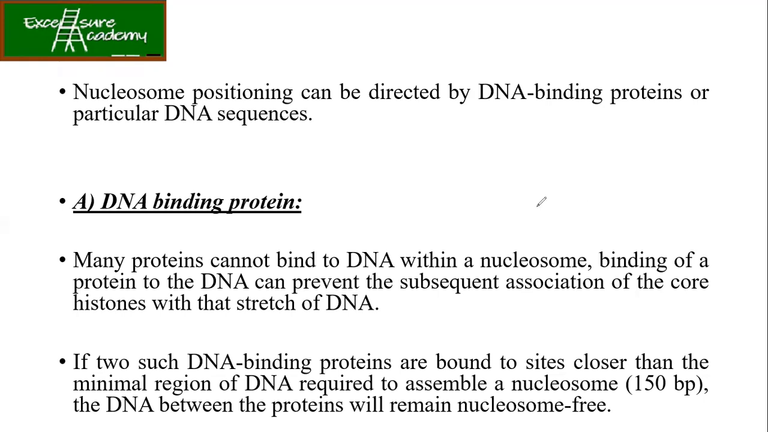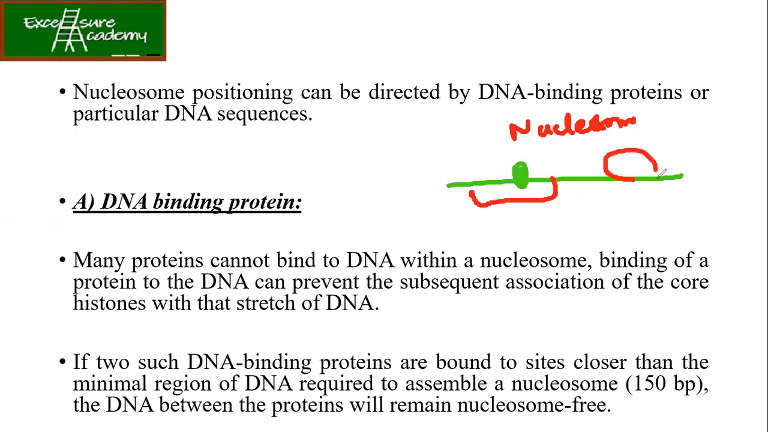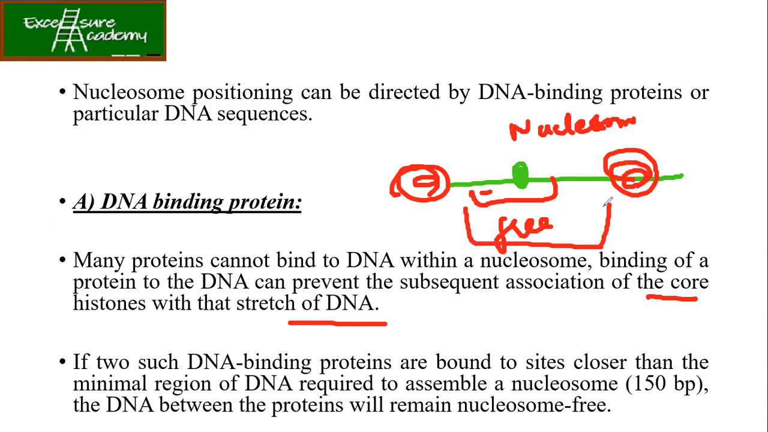And guys, it's very simple. See, you have got the DNA. Now, suppose a protein comes and binds over here. Now, the thing is that in this region, your nucleosome cannot come and form. ठीक है, तो ये एरिया आपका फ्री हो जाता है. आपका न्यूक्लियोसोम भले यहाँ पे हो या फिर यहाँ पे हो, बट दिस रीजन बिकम्स न्यूक्लियोसोम फ्री. So this is meant for the other gene expression. So that is, it is preventing the subsequent association of the core histones with that stretch of the DNA. So it means this stretch of DNA is now free.